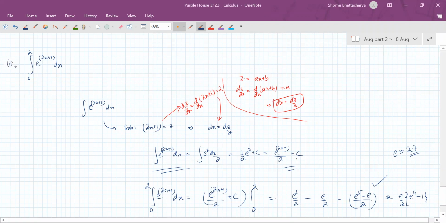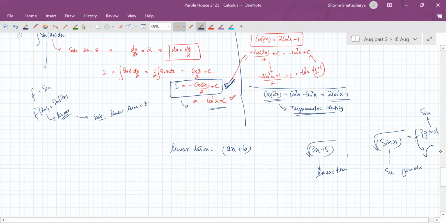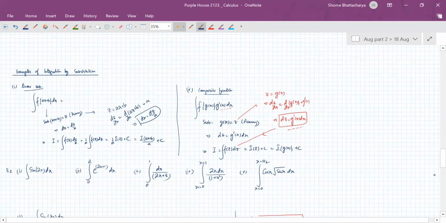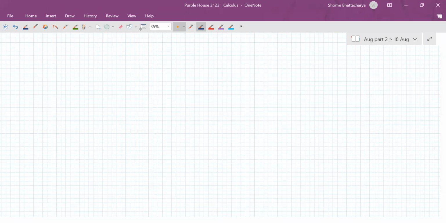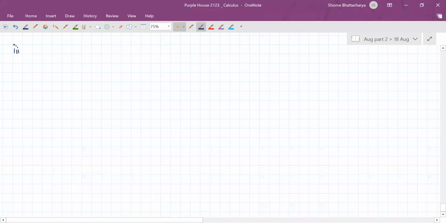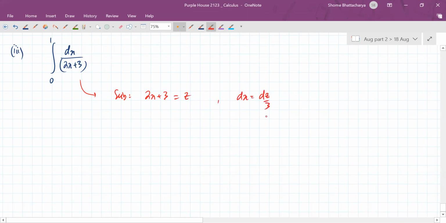All right, so this was the second one. Let's move on. The third one is 1 upon 2x plus 3, integration of that from 0 to 1. So again, you can see the denominator is a linear term. So substitute that linear term. So dx in the numerator will become dz by 2, sorry, because the coefficient of x is 2 again.